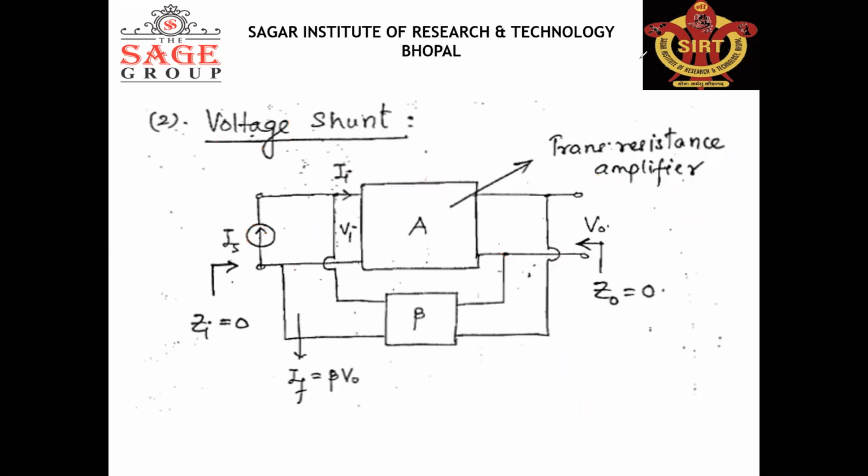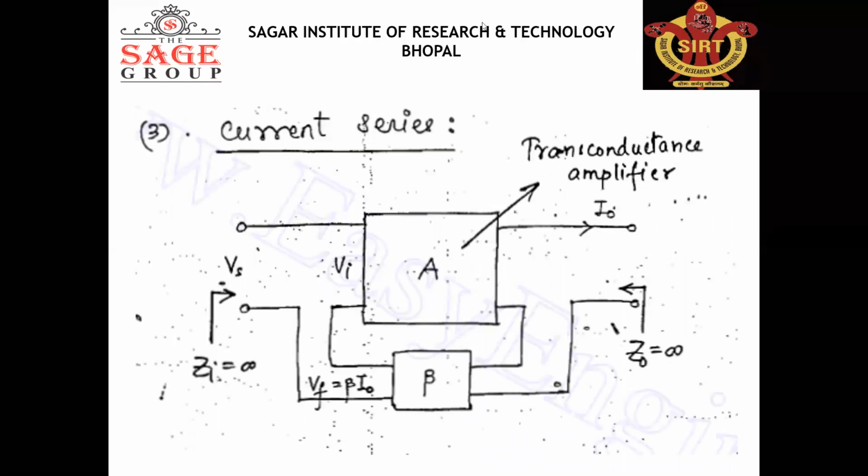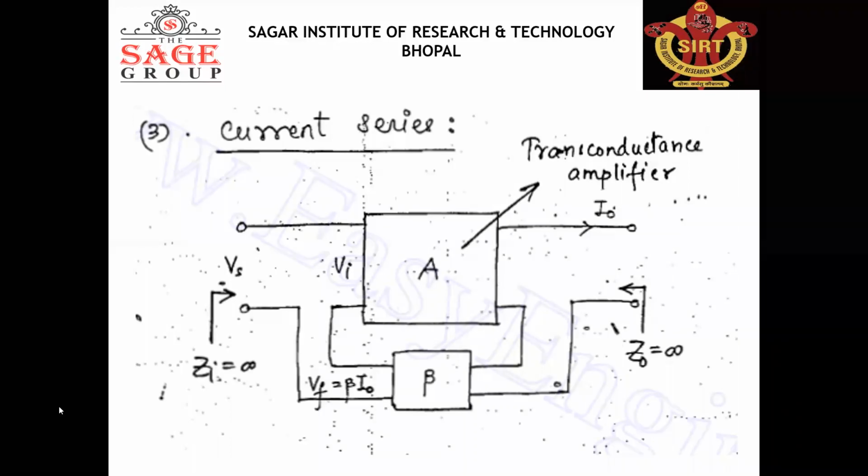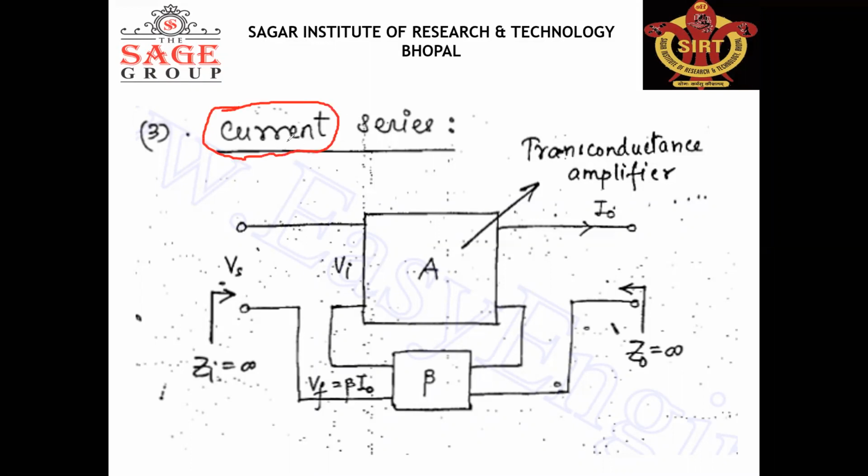Okay. Next, the third one is the current series amplifier. So in the current series amplifier, here this is current, so sampling is done of current. If the sampling is done in the form of current, then the feedback network and the amplifier should be connected in series. So these are in series. This is the series connection, right? And this is the series. Again, input and feedback networks' mixing is also done in the form of series.